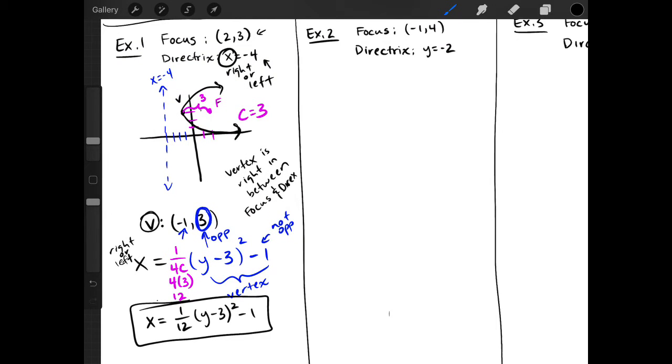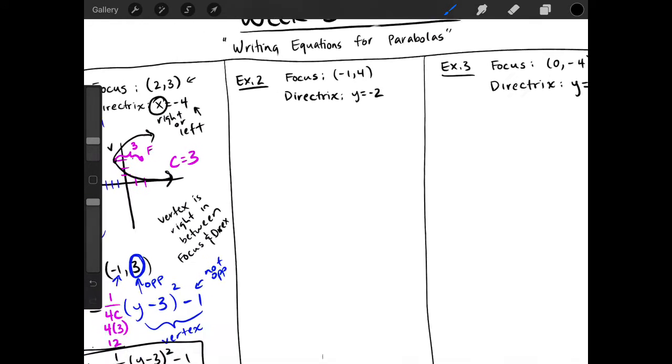That's the equation for a parabola that has a focus of (2, 3) and a directrix of x equals negative 4. Now, we're going to go through the next couple of examples. We'll go a little bit quicker. We'll be using the same ideas though.